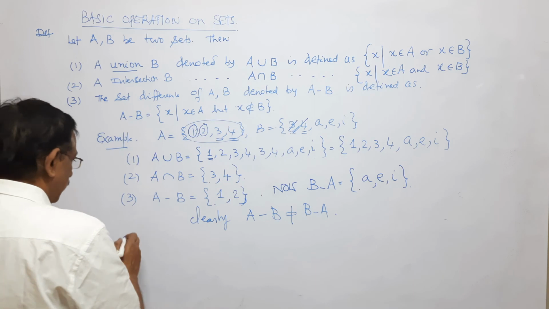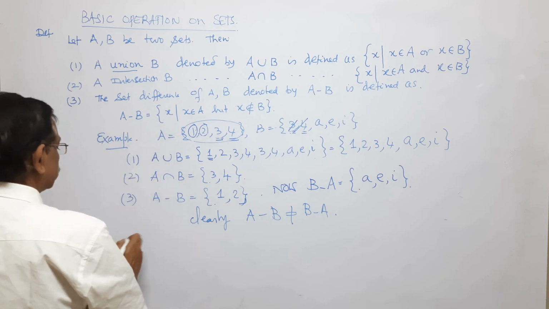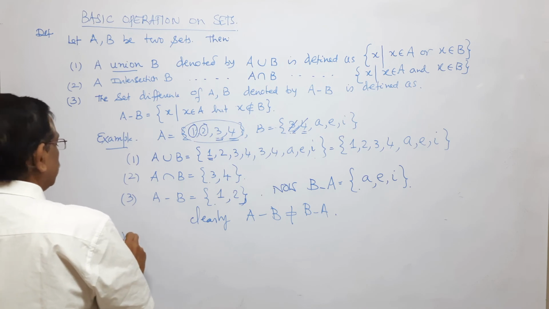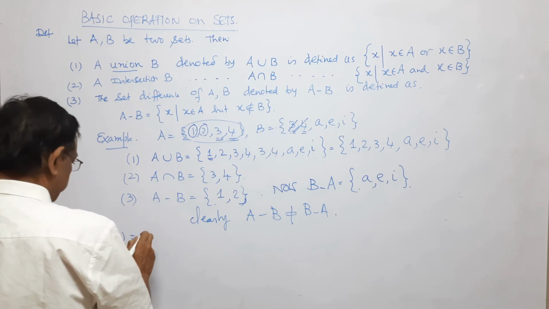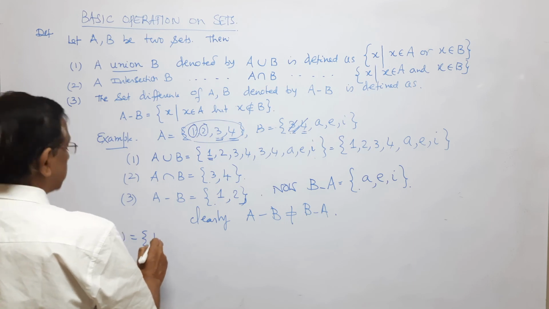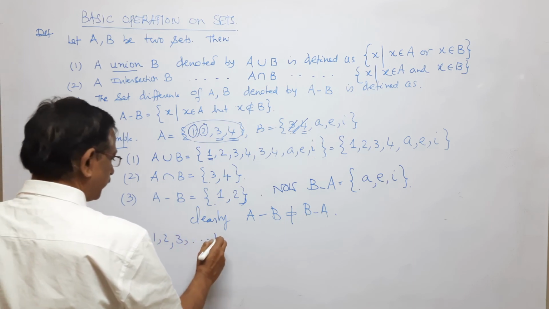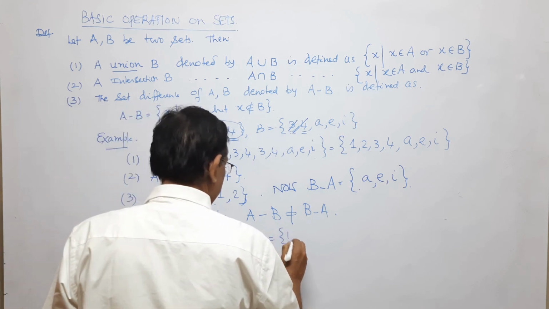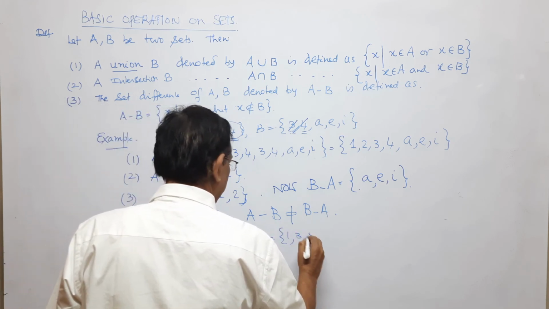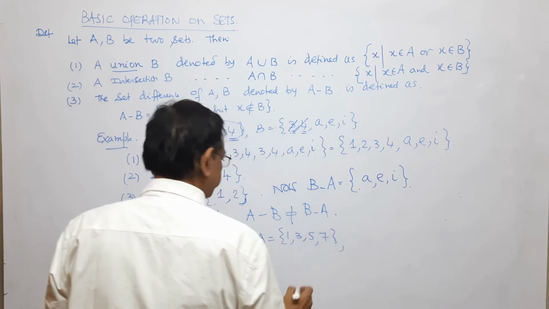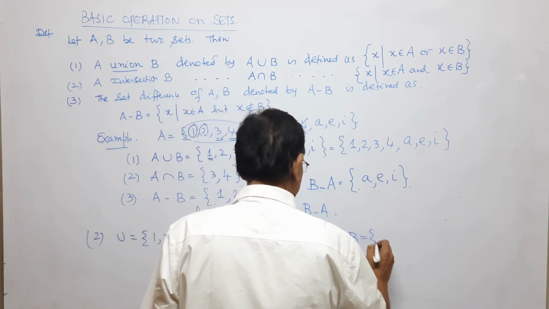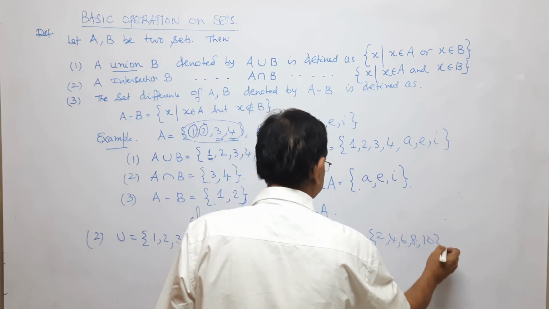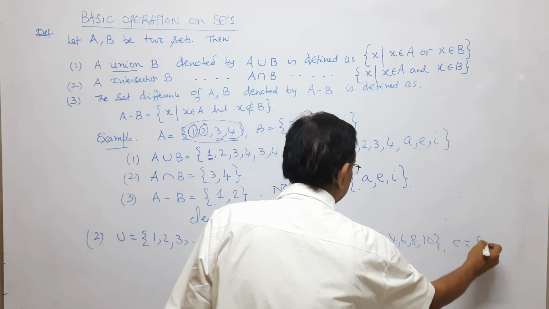Now, let me write down something like this. U is equal to the same example 1, 2, 3, 4, 5, 10. A is 1, 3, 5, 7. B is 2, 4, 6, 8, 10. C is 9.